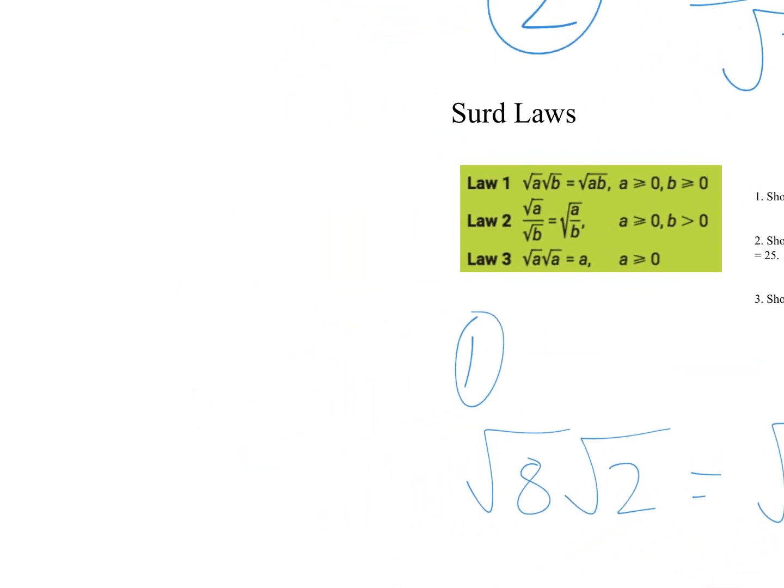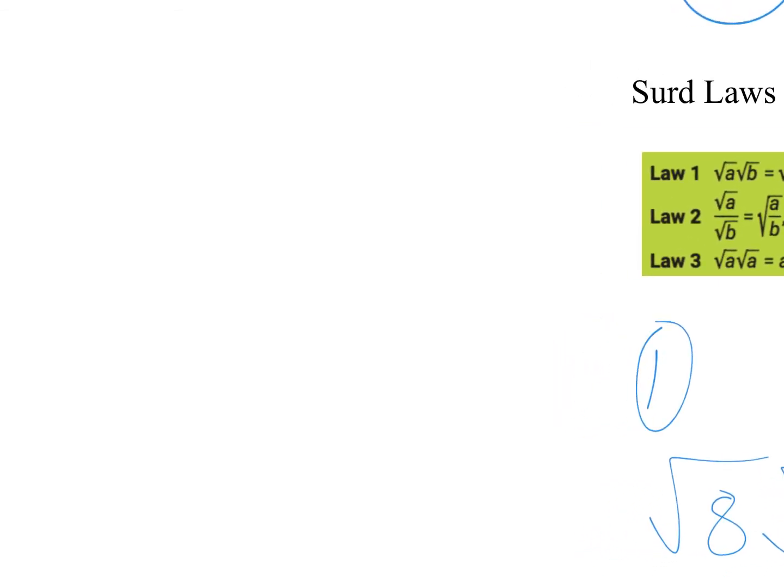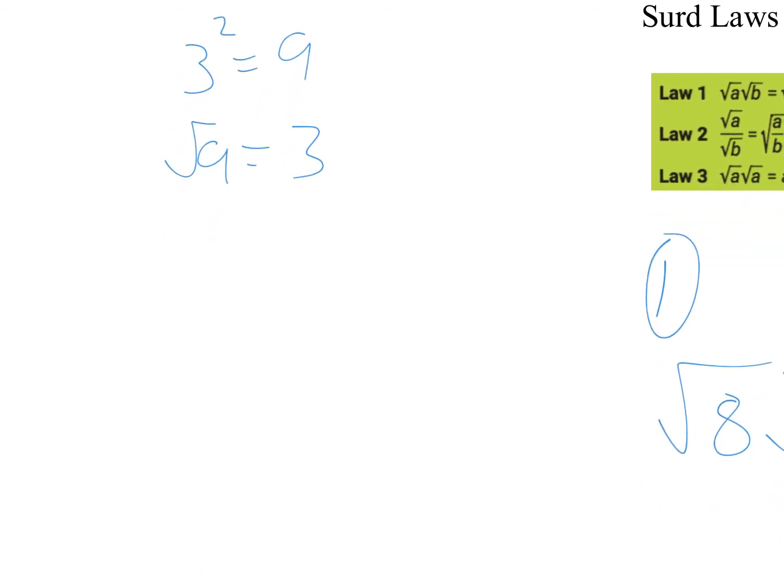Surd law 3 you maybe intuitively know yourself. So a square root times by a square root will cancel out. You know, if you think about this yourself, right? 3 squared, for example, gives us 9, but then the square root of 9 brings us back to 3. So multiplying a square root by itself cancels it out. Squaring a square root or getting the square root of a square number cancels it out.